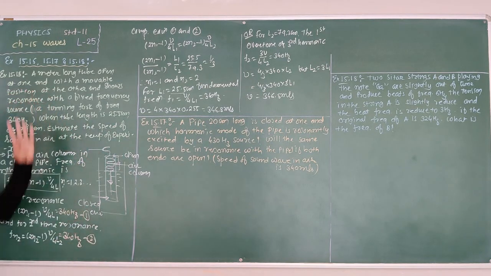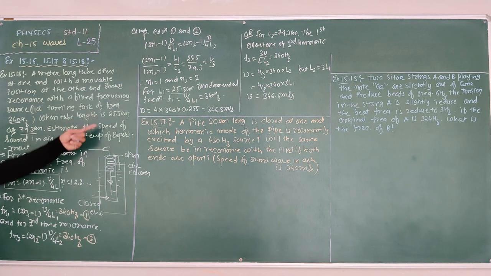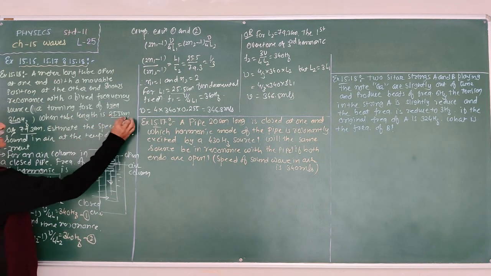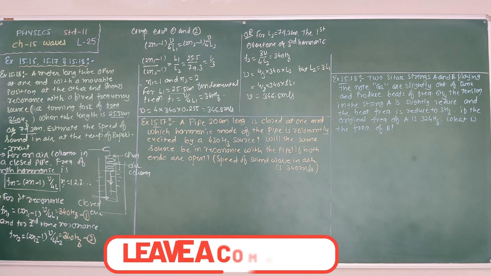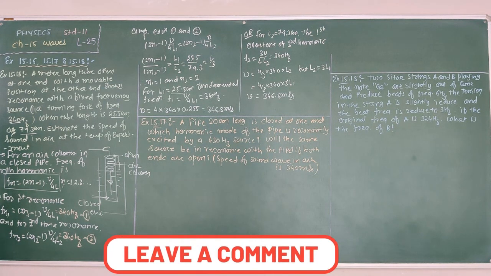That is the experiment. For an air column in a closed pipe, the frequency of the nth harmonic Fn is equal to (2n minus 1) V upon 4L, where n is equal to 1, 2, 3. Here the frequency of the fork is 340 Hz. For the given frequency, the resonance occurs at two different lengths of air column, 25.5 centimeter and 79.3 centimeter. Estimate the speed of sound in air.